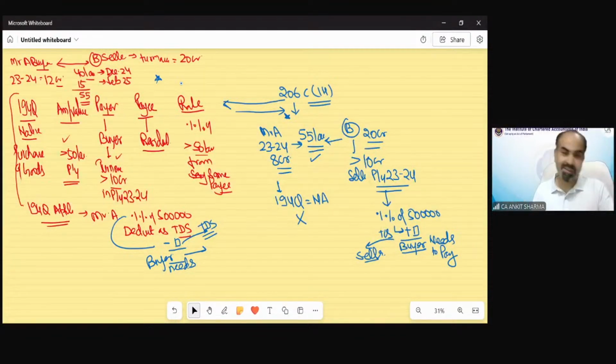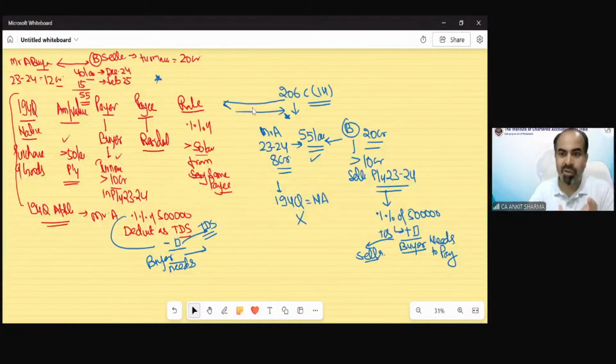If the buyer turnover exceeds 10 crore in the preceding year, that transaction will fall under section 194Q. 206C ends because 194Q will prevail. And if the buyer turnover is less than 10 crore, then only 206C1H can be applicable if the seller turnover exceeds 10 crore. If both turnovers exceed 10 crore, then 194Q will prevail. We have discussed that. So I believe now you must understand what we were discussing. Both sections we just discussed in a single way.